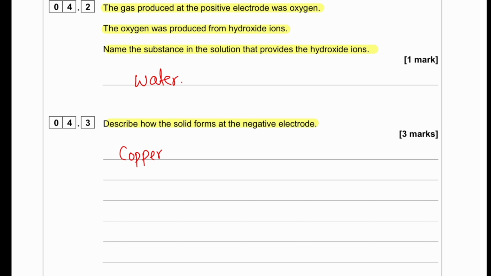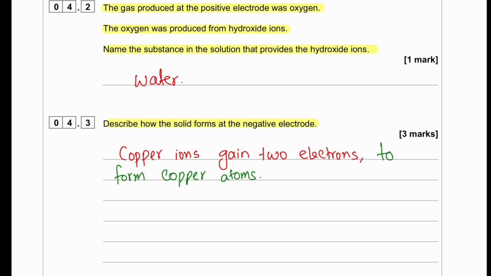Describe how the solid forms at the negative electrode. At the negative electrode, the copper ions are migrating. The copper ions will gain 2 electrons from the negative electrode and will turn into copper metal and get deposited. Guys, this is the ionic equation. However, this is not required. Just for your understanding, I have given you this one.